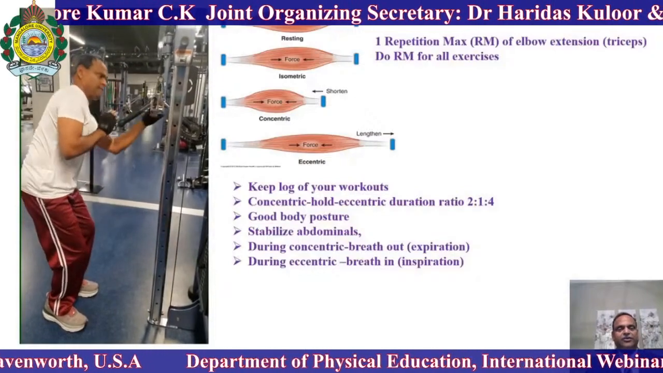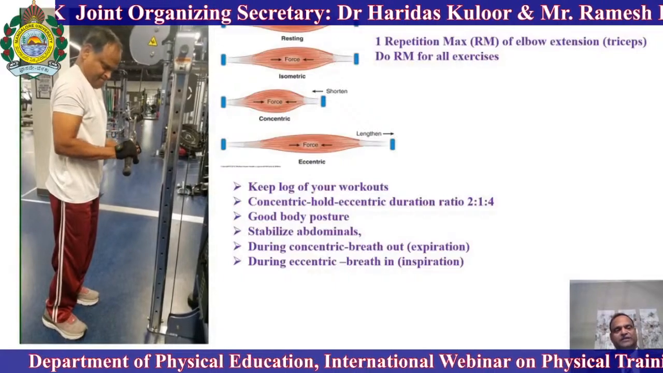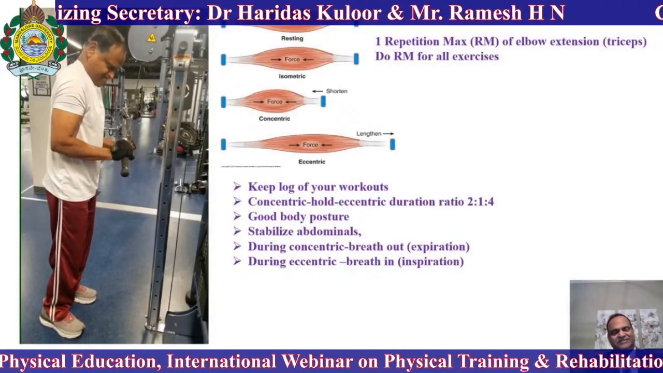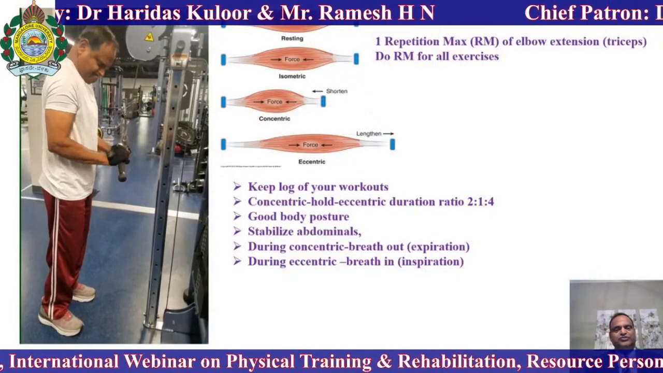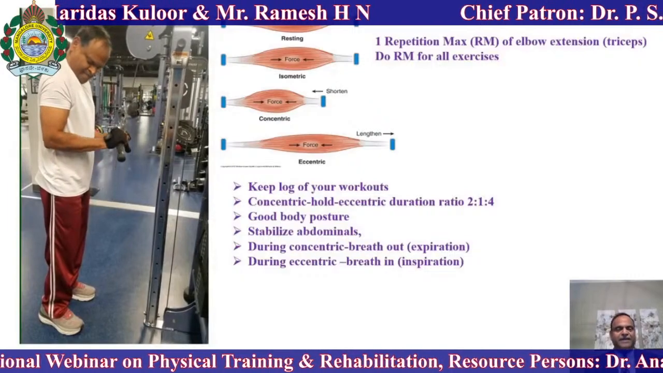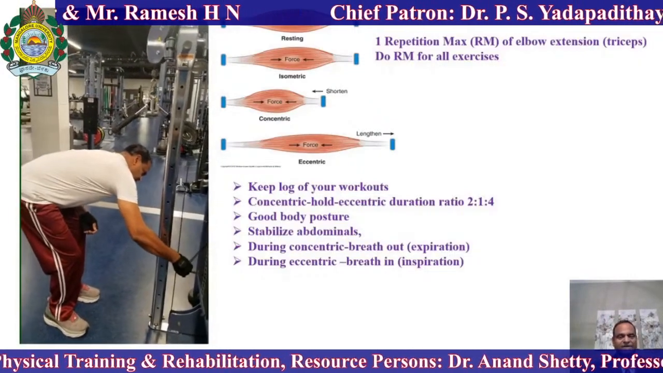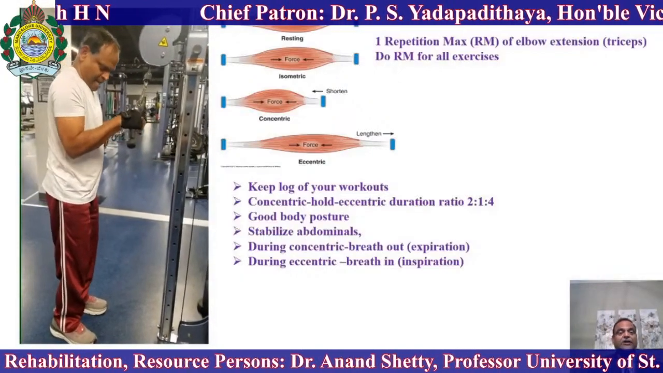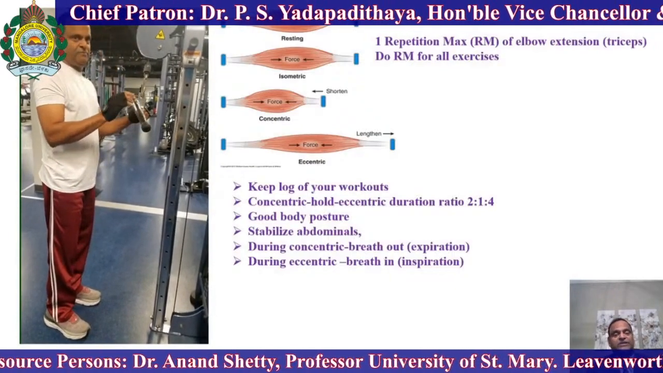The other thing you need to know is that there's a ratio between the speed of concentric and eccentric contraction duration for improvement of strength. That is 2:1:4. That means when you push down, it is 2 seconds, and you hold 1 second. As you come up, it's 4 seconds. And also you need to maintain very good posture, and you need to stabilize your abdominals.